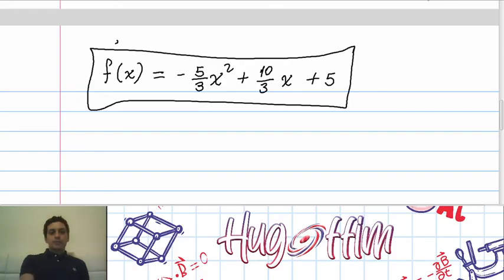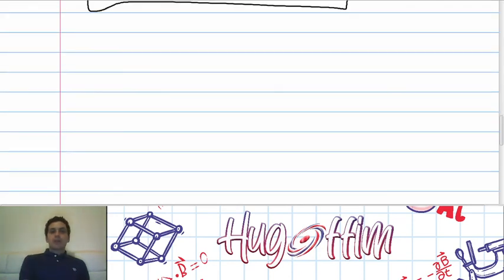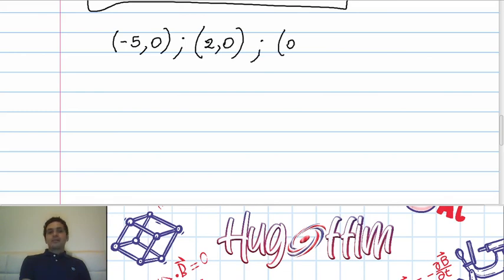Okay, just for you to continue your learning, just write me in the comments what will be the quadratic function that crosses these points: (-5, 0), (2, 0), and (0, 3). What will be the quadratic function that crosses these points? Just tell me in the comments.